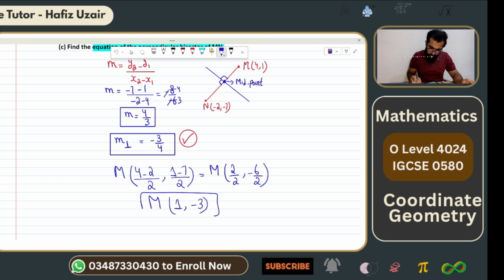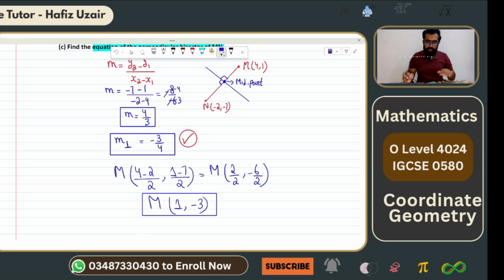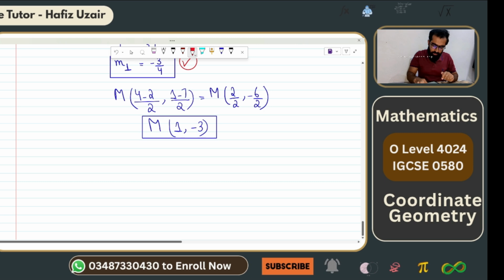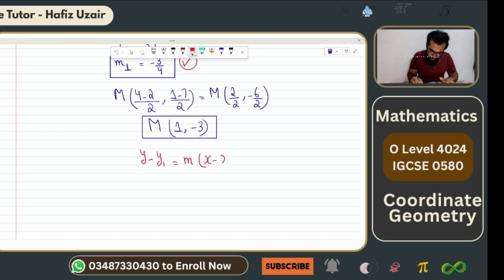So why do we find the midpoint over here? Because the perpendicular bisector is passing through the midpoint. So remember, in point slope form, let me write it over here. In point slope form, y minus y1 is equal to m times (x minus x1). What do you need? You need the gradient, that is -3 by 4.